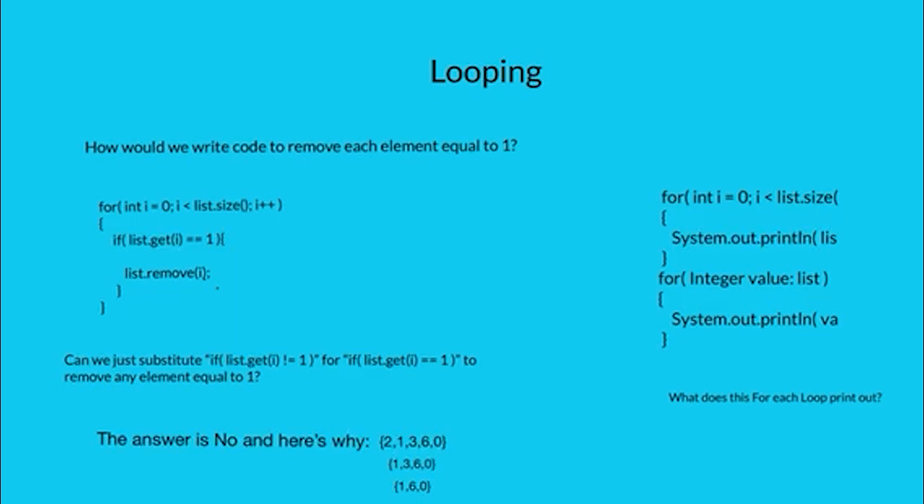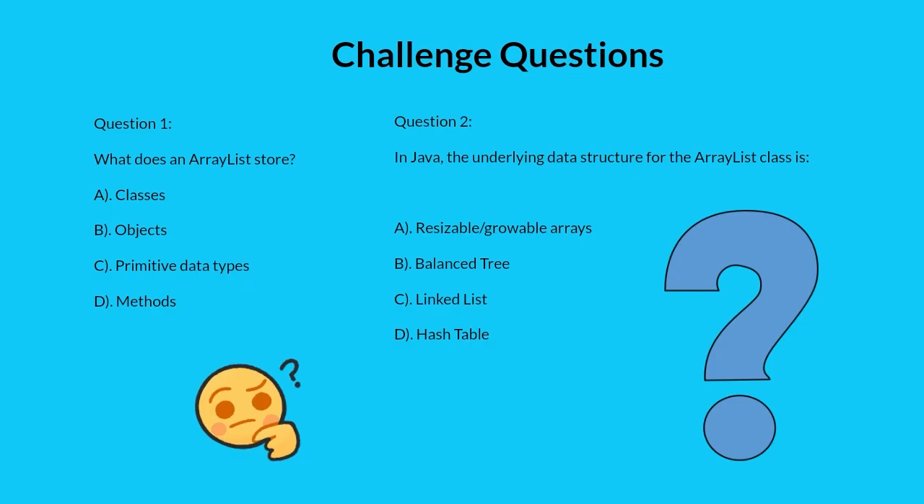So how will we change our for loop so we do not skip elements? Easy. All we have to add is i-- after we remove each element. Now try to solve what the for each loop on the right hand side will print out. Here are some challenge questions.